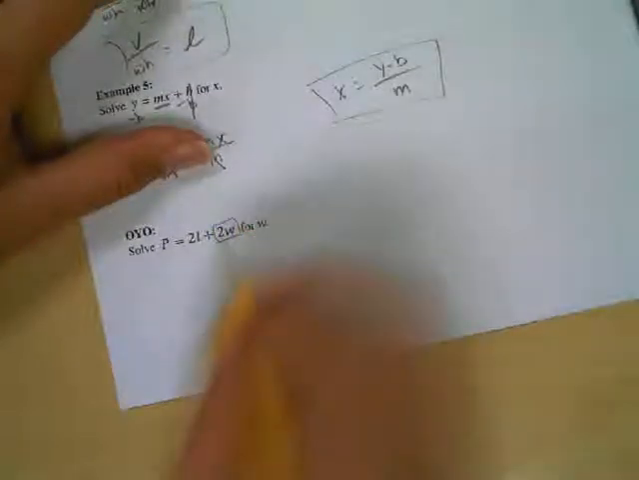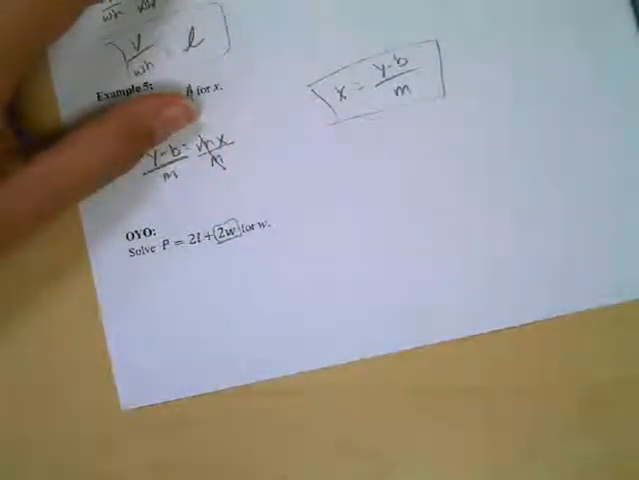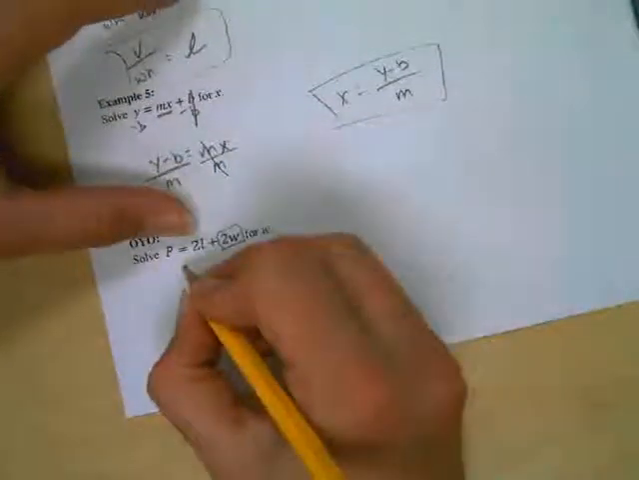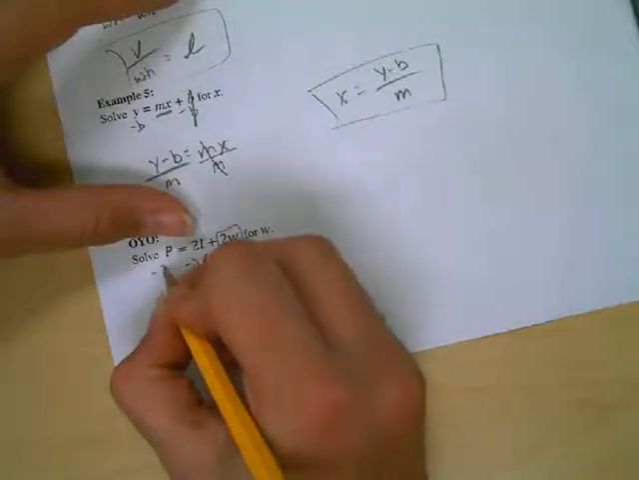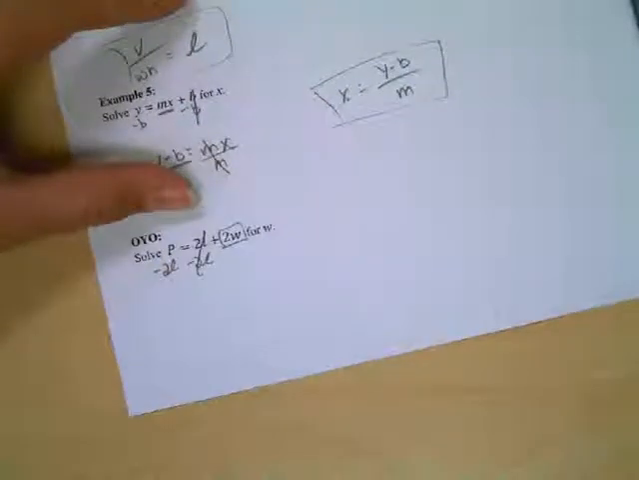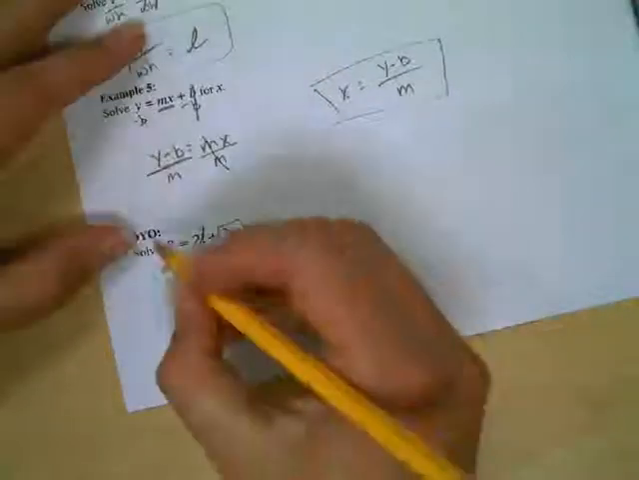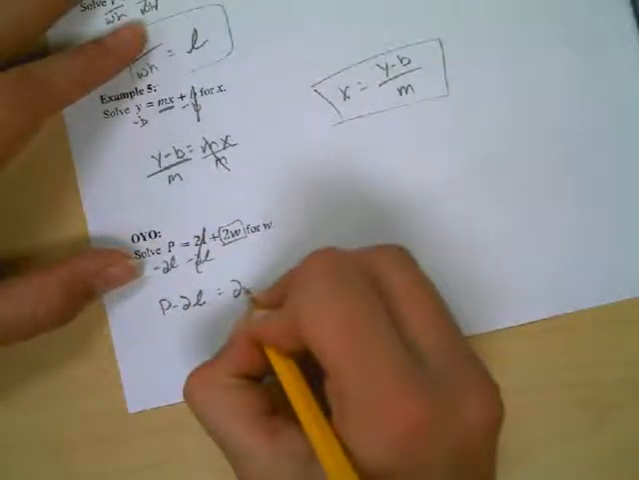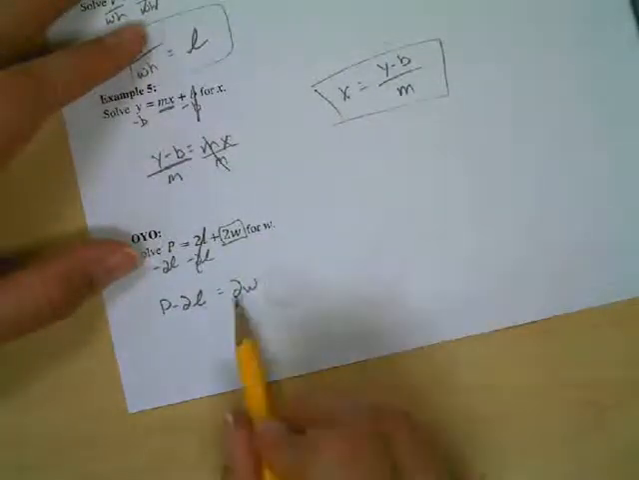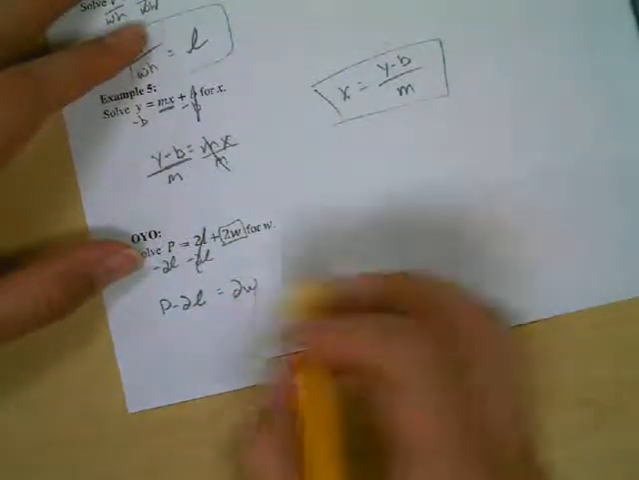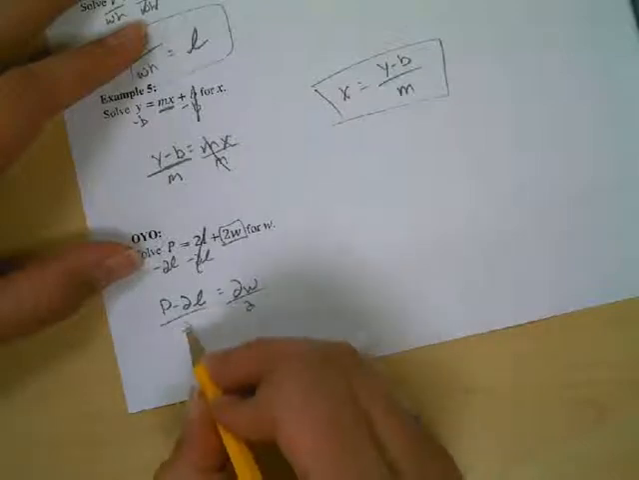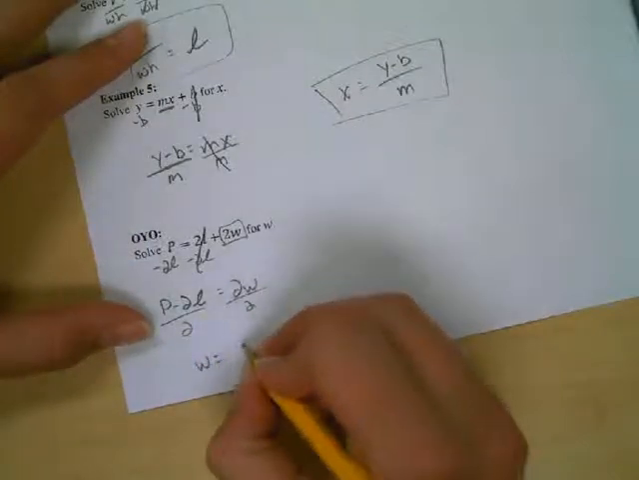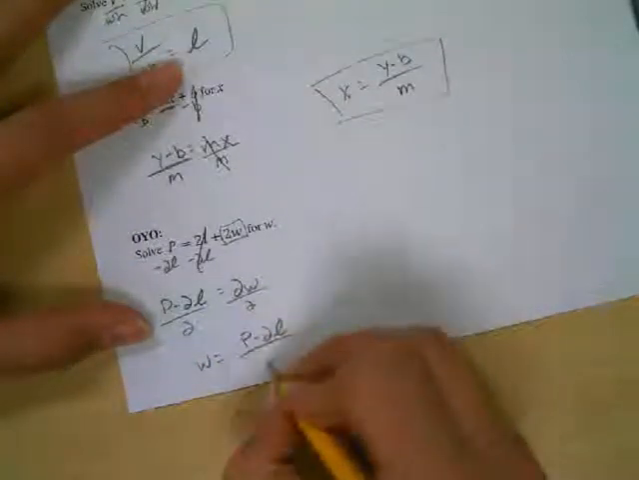There's the term I'm trying to keep by itself, so I'm going to move this part first. This is a positive 2L, so I'm going to subtract 2L from both sides. What I do to one side of an equal sign, I do to the other side of an equal sign. So P minus 2L is 2W. And then I want to get rid of this 2. This is 2 times W, so to get rid of the 2, we just divide. So W is equal to P minus 2L, all divided by 2.